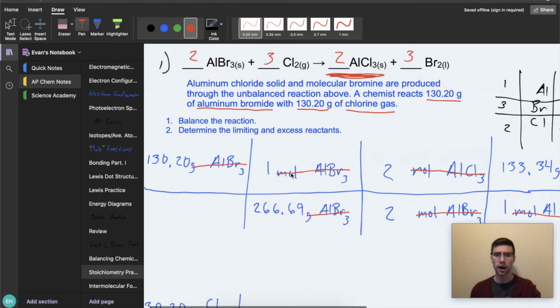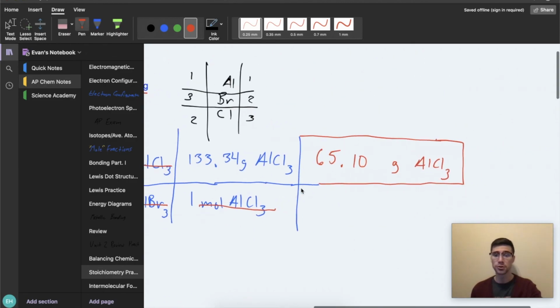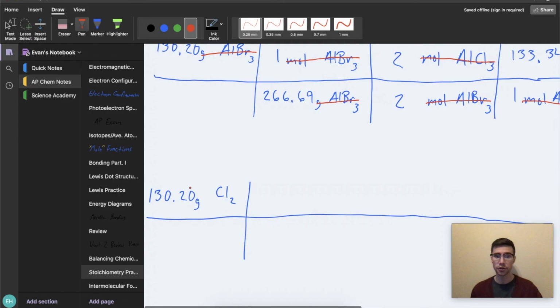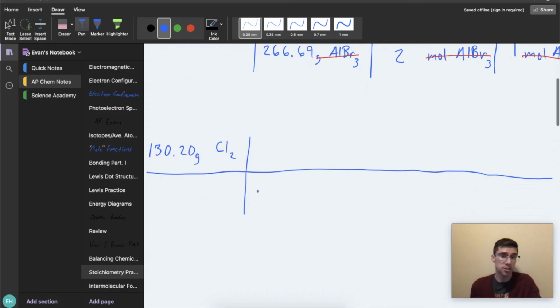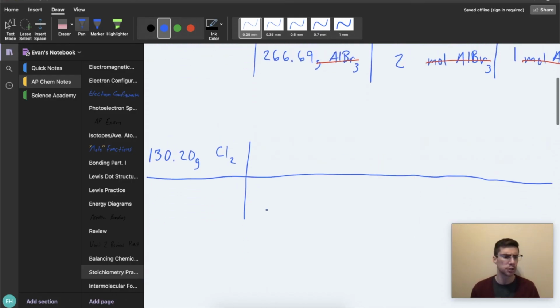So now we need to figure out how much aluminum chloride we would produce from 130.2 grams of chlorine. And hopefully those are going to be 2 different numbers, but it's possible it could be the same. I've never actually run into a scenario where you get both answers that are the same, but sometimes you'll be given a problem where that happens on purpose.